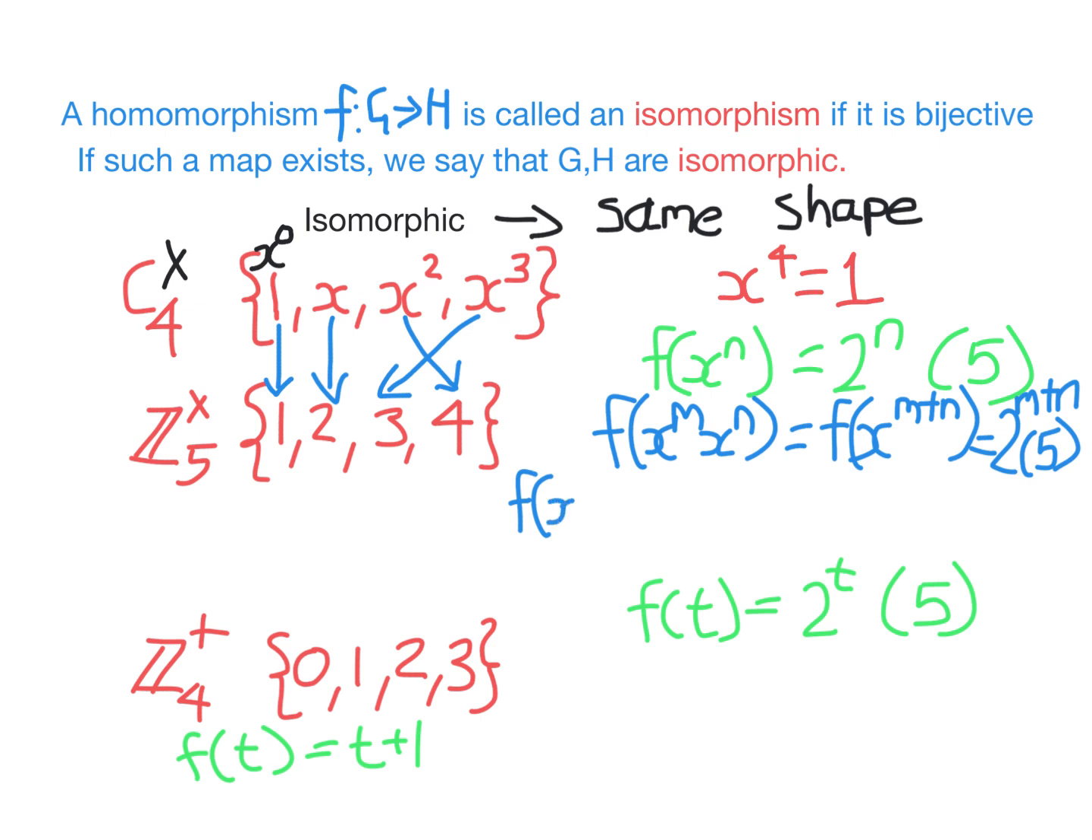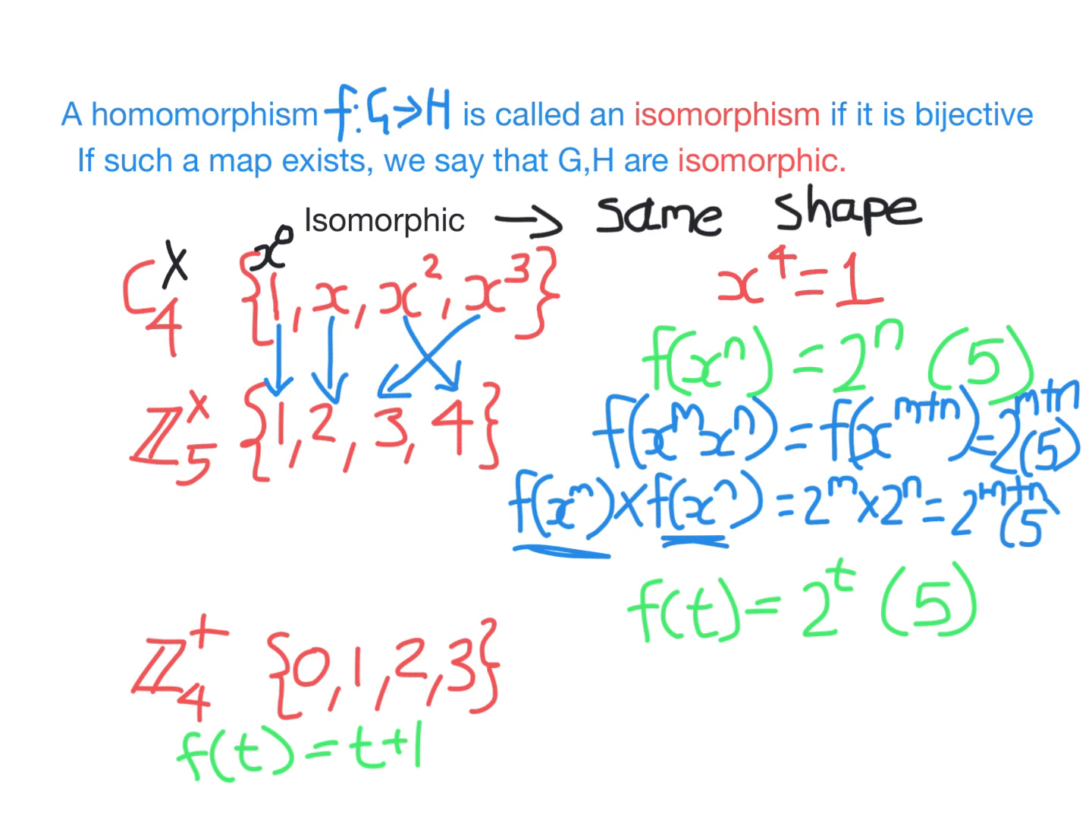If we map x to the power of m and x to the power of n separately, we would end up with 2 to the power of m, that would be this. This would be mapped to 2 to the power of n. We'd end up with the exact same result, 2 to the power of m plus n modulo 5. So that shows that our bijective map is indeed a homomorphism and therefore it's an isomorphism.